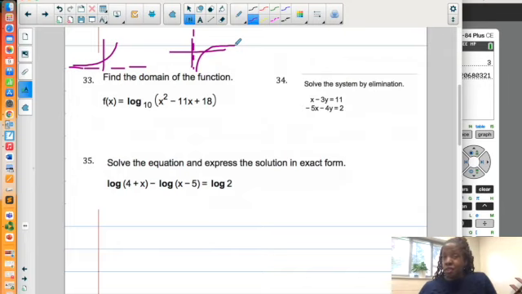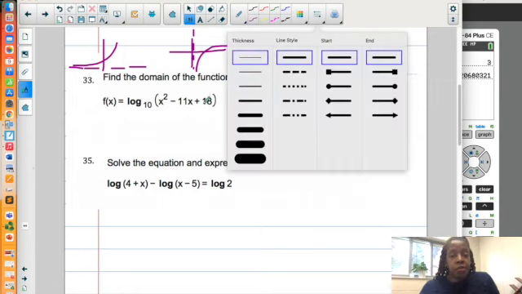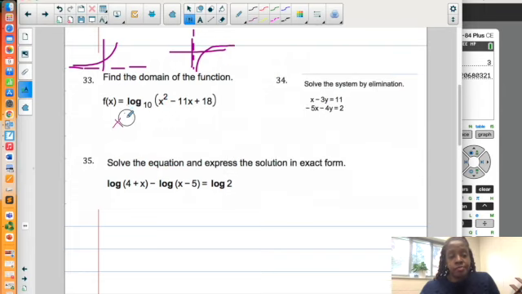Logarithms do not equal 0. They just don't. So in order to figure out their domain, we have to take the argument that follows the log expression here and make it greater than 0. So x squared minus 11x plus 18 needs to be greater than 0. All right, so where does that happen? Where is this greater than 0?